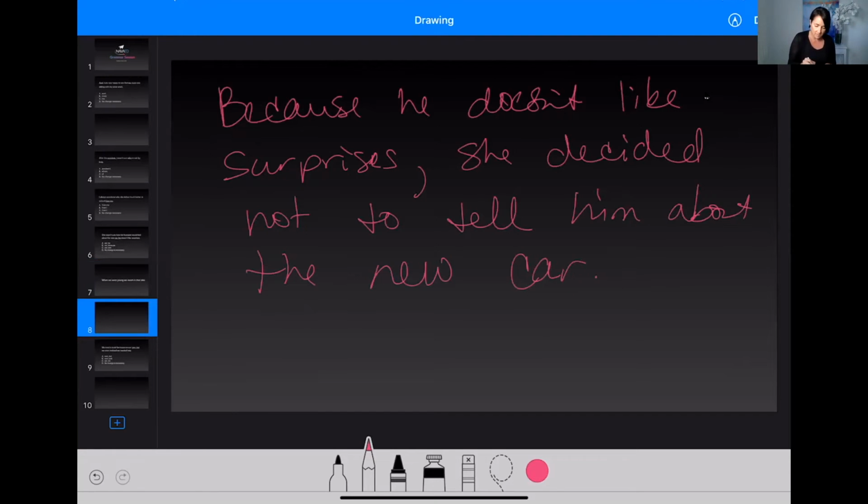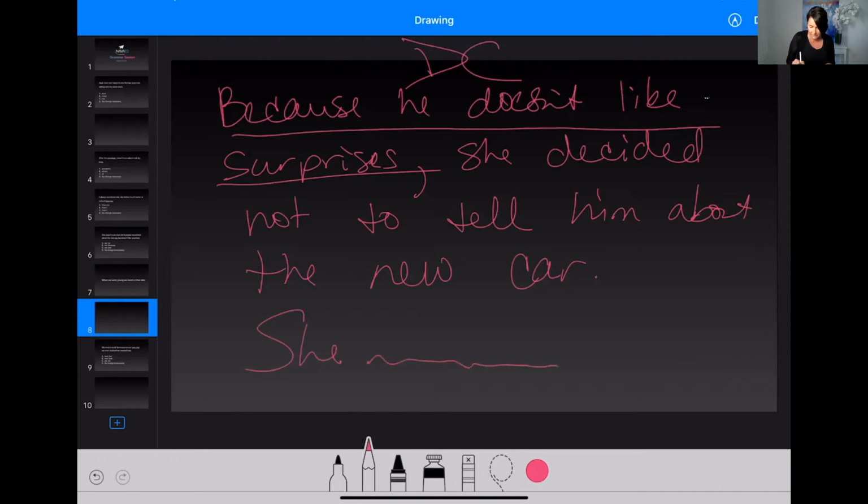Okay. "Because he doesn't like surprises" is the dependent clause. And then the independent clause is after it: she decided not to tell him about the new car. I could put a capital S here. She decided not to tell him, blah, blah, blah, period. And that would work. So you can start a sentence with "because." It needs to be a dependent clause that's attached to an independent clause. You could also say, she decided not to tell him about the new car because he doesn't like surprises, and no punctuation is necessary there.